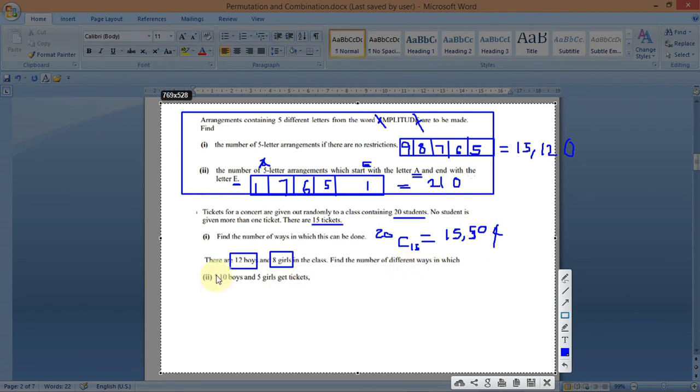In which 10 boys from 12 and 5 girls from 8 girls get tickets. Oh, that's the combination. So that is 12 combination 10 times, then for the girls, 8 combination 5. I'll do it together, guys, because I have a lot of questions to solve. 12 combination 10 times 8 combination 5. So the answer is actually 3696.